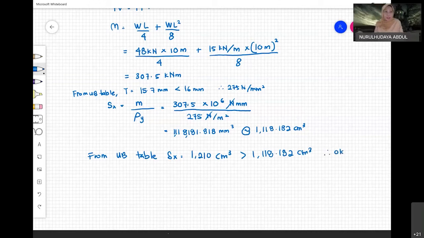Maksudnya section you provide SX bigger than SX yang you kira, SX daripada moment. So after kita check for this one, so maksudnya okay.